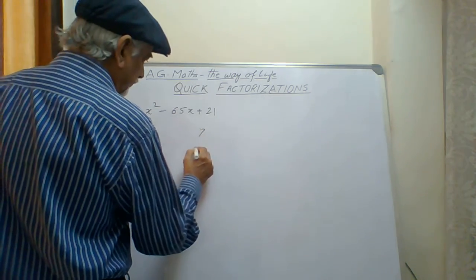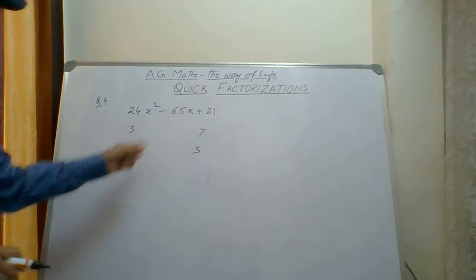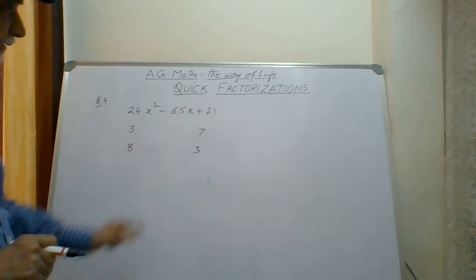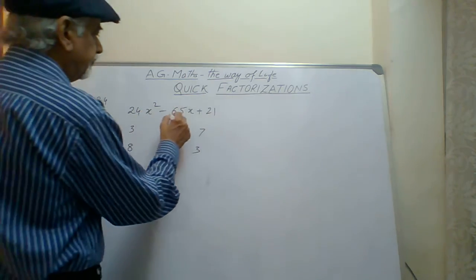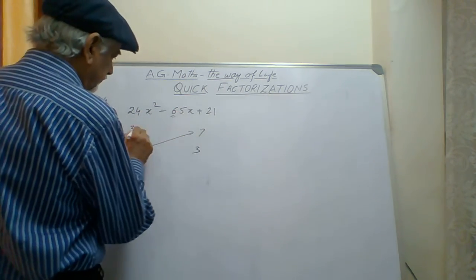So this is what maximum you have to do. Now you will get it. 8 into 7 is 56. 3 into 3 is 9. 56 and 9 gives you 65. So it is the process.